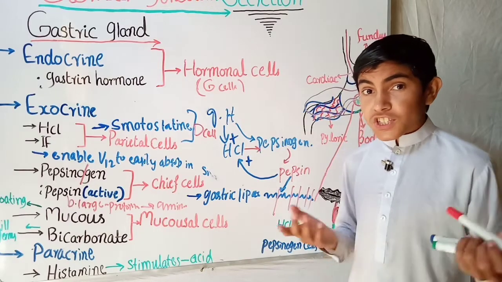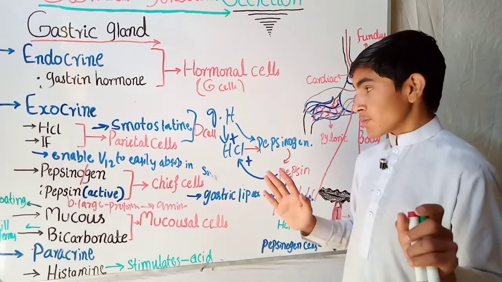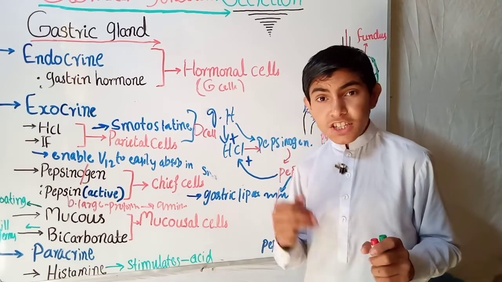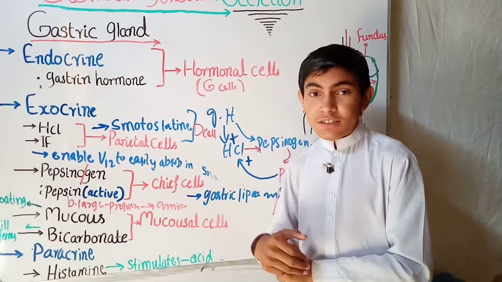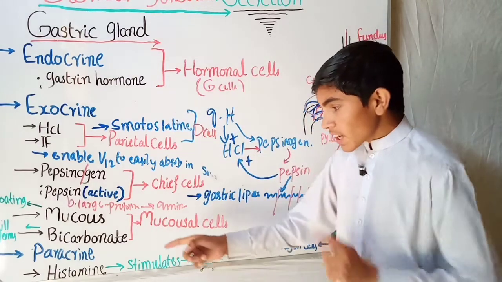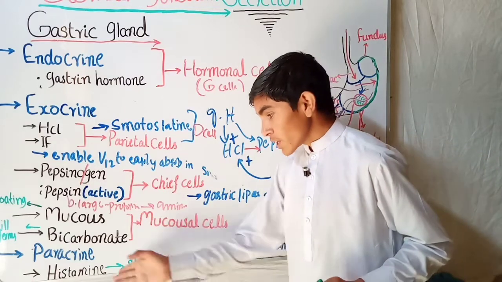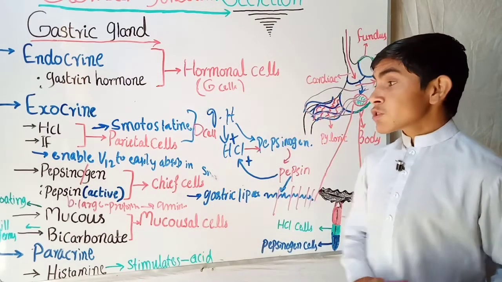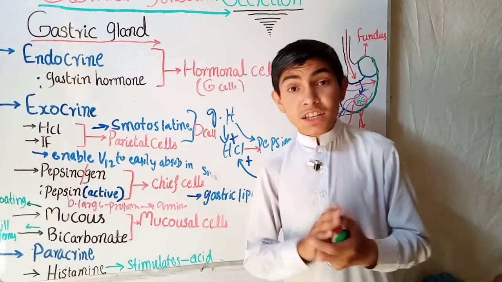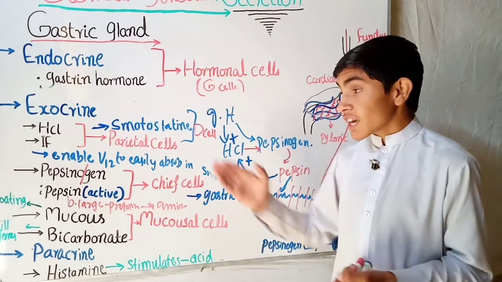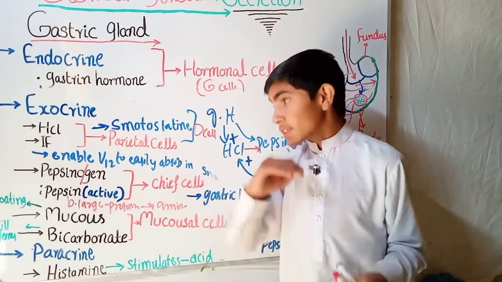So now HCl is very functional because its secretion is stimulated by three things. One is the gastrin hormone, second is the pepsin, third is the histamine, while somatostatin is involved in inhibiting the HCl in order for it to function normally.